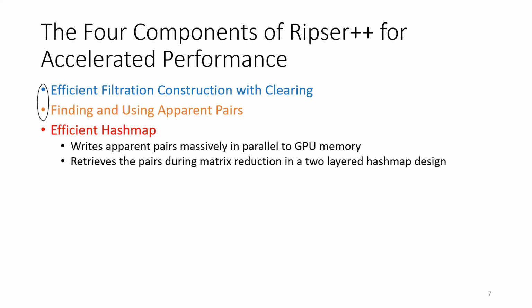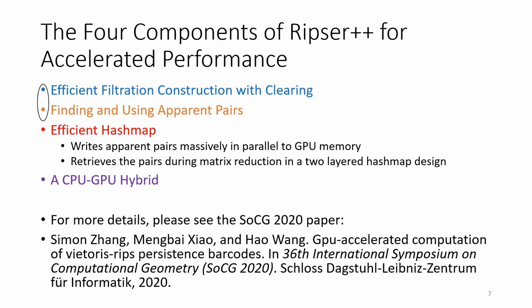The efficient hash map involves writing massively in parallel to GPU the large number of apparent pairs, followed by a two-layer hash map designed for matrix reduction on a submatrix with the apparent and cleared symmetries of the filtration eliminated. A GPU-CPU hybrid is used to best utilize each hardware's capabilities. In particular, submatrix reduction is performed on CPU. For more details, see the SoCG 2020 paper mentioned here.